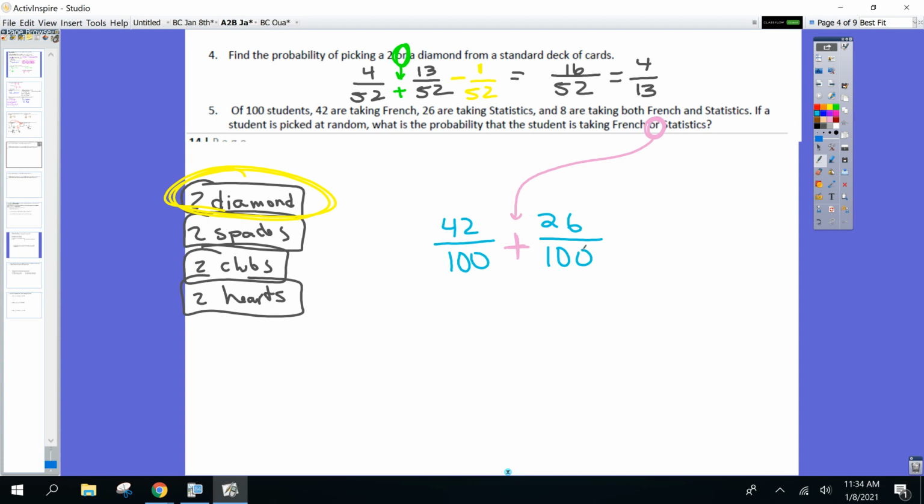8. Everyone see that? 8 take French and statistics. So we need to subtract out 8 because we've counted them twice. Only in these "or" probabilities do I have to worry about maybe subtracting some out. And then you guys are good from here, either using your calculator, keep the 100 in your denominator. 42 plus 26 minus 8 gives you 60. And if you want, you could reduce that down to 3 out of 5.